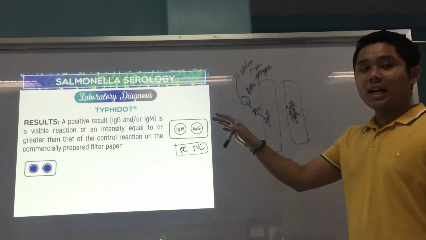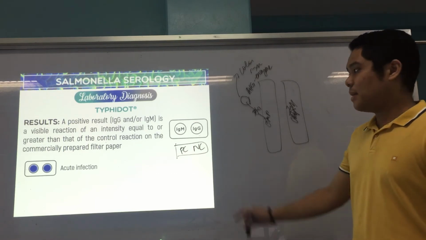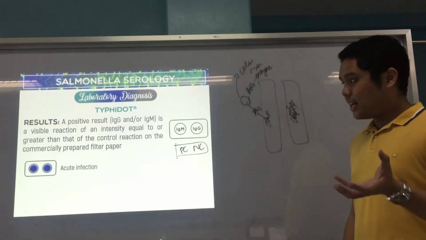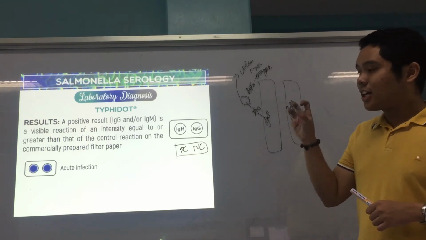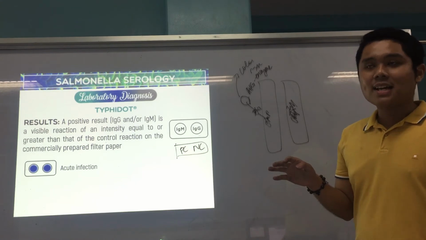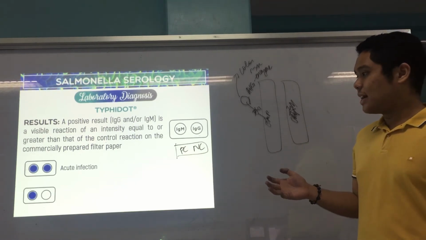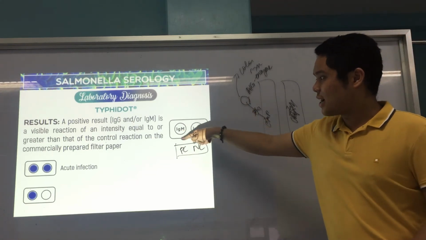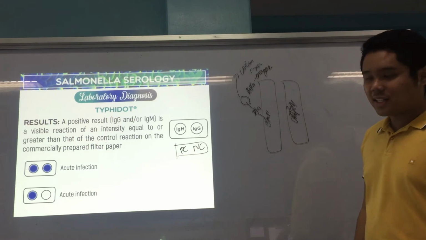So if both are blue, or both have color, then that indicates an acute infection. Di ba? Even IgG is still included in the primary response. So even if it is just an acute infection, or just recent, it can already be positive for IgG. Okay? Alright. Because again, it appears in the immune response. Now let's say if only the left circle has color, it means it's an acute infection, because IgM is positive.